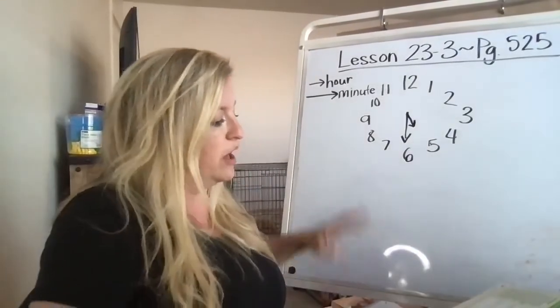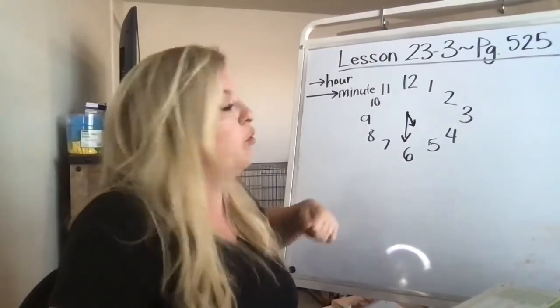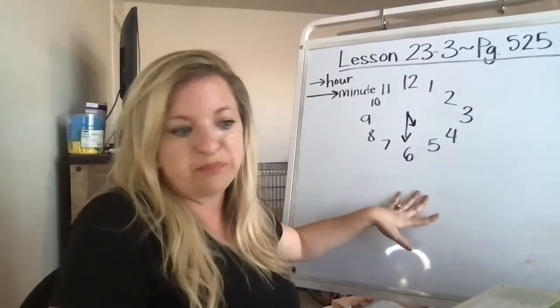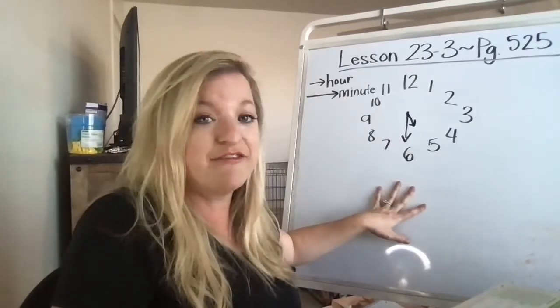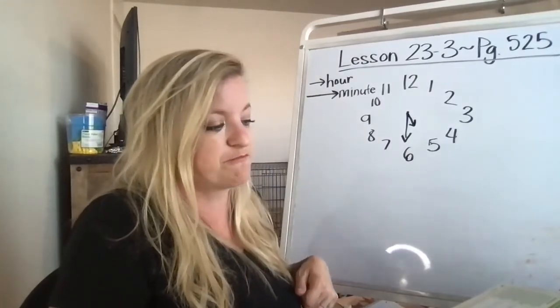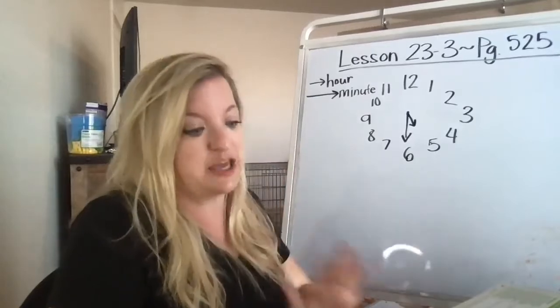I could say, oh, it's 30 minutes after 5. Mom, what time is dinner? Well, it's 5:30. Or it's 30 minutes after 5. You can wait. All right. Those are 3 different ways of saying the same thing.